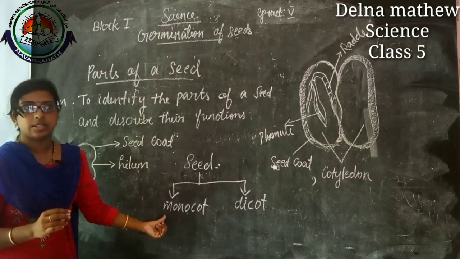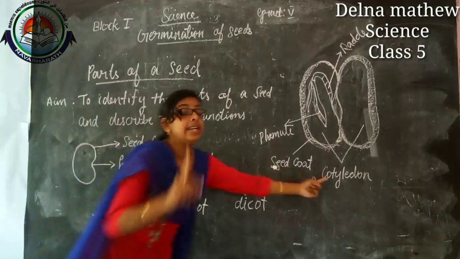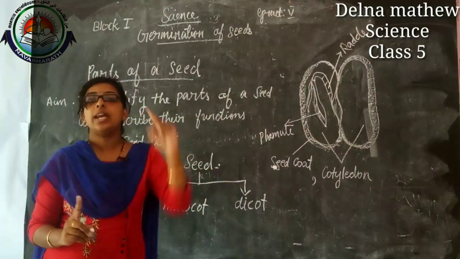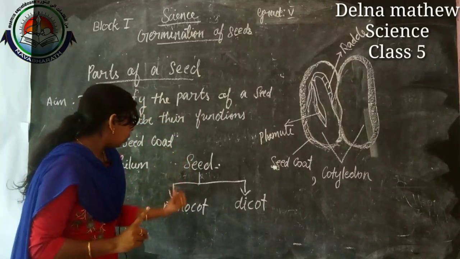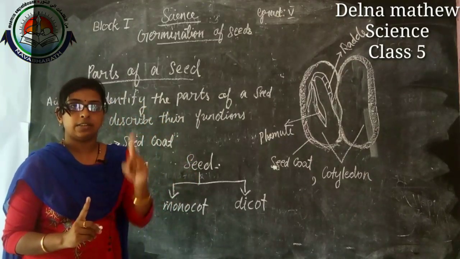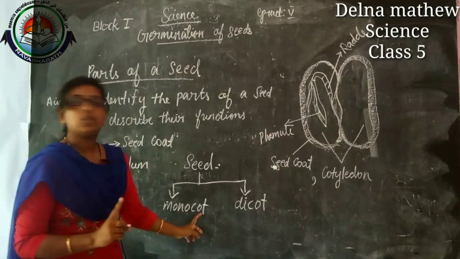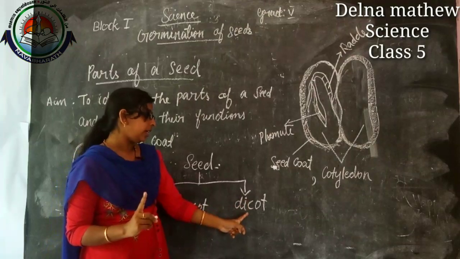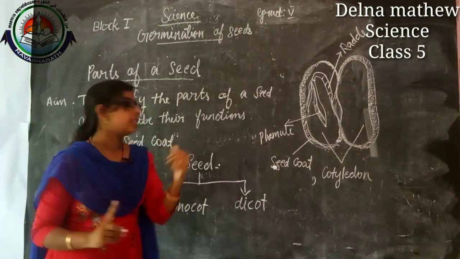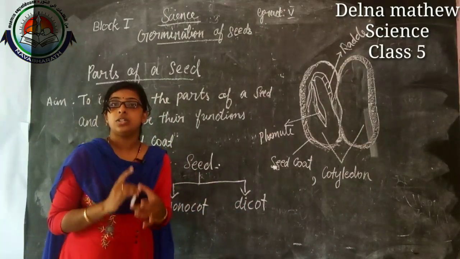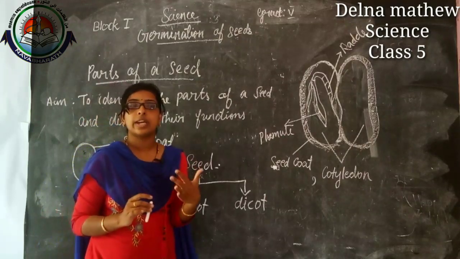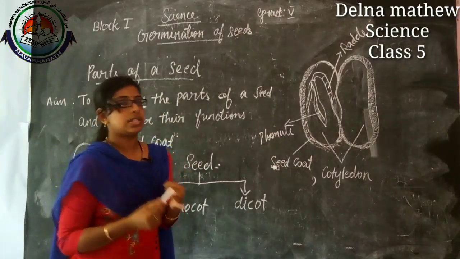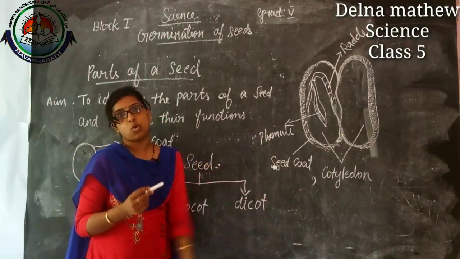Monocot seeds are the seeds which contain only one. Mono means one, di means two. If a seed has only one cotyledon, it is considered a monocot seed, and if the seed has two cotyledons, then it is considered a dicot seed. So seeds we can divide into two types, monocot and dicot seed, according to the number of cotyledons.